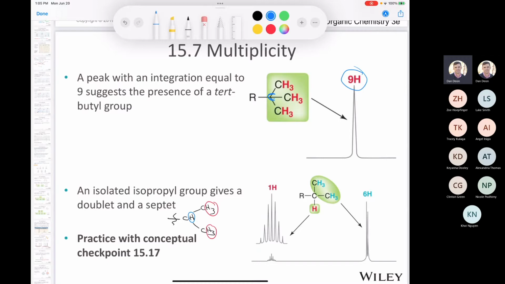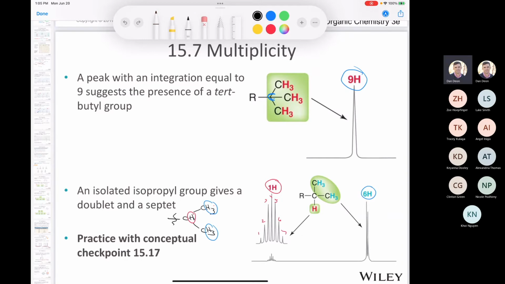The 6 methyl protons, and maybe I should have switched the colors up here, are going to integrate for 6 protons, but they're only split by 1. So if you have 6 protons as your integration, but it's only split into 2, and then you have something that integrates for 1 proton, but is split into 7, right? 1, 2, 3, 4, 5, 6, 7, coming from the 6 protons, 6 plus 1 giving you 7, then that's a dead giveaway that you've got an isopropyl group.